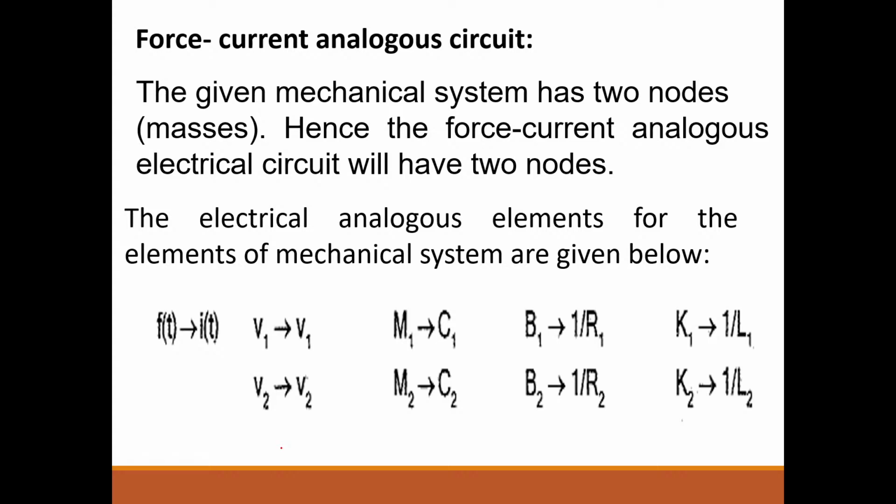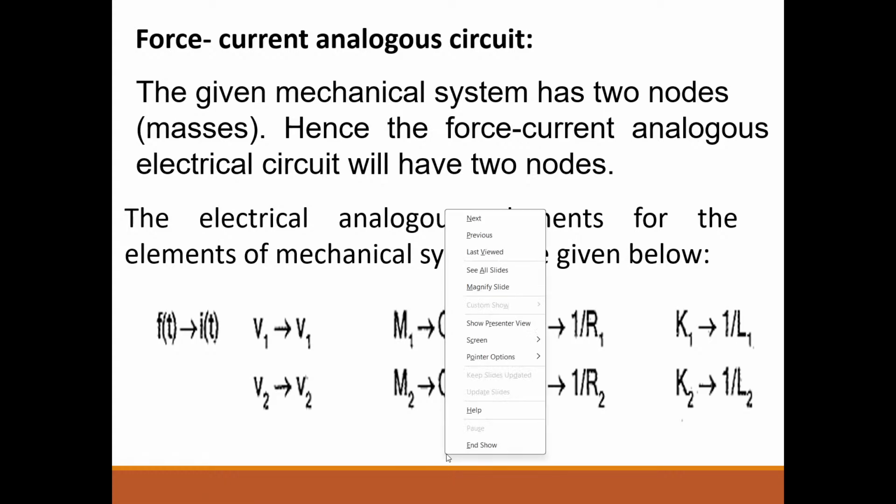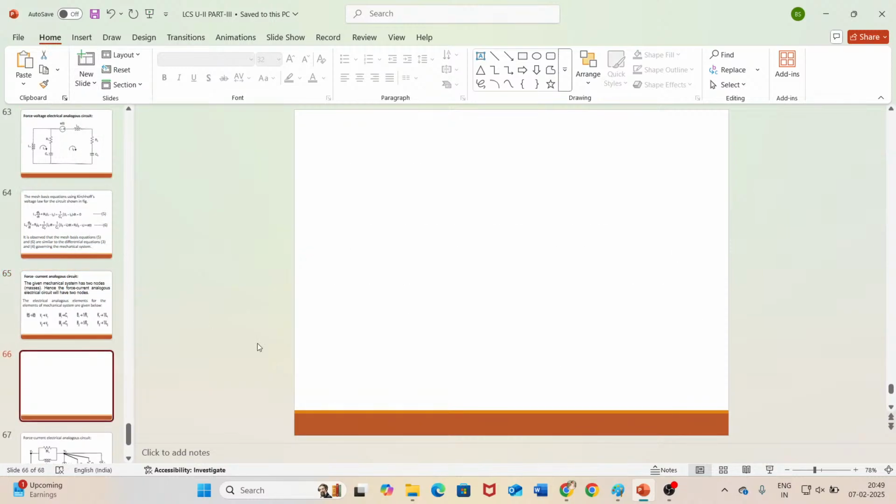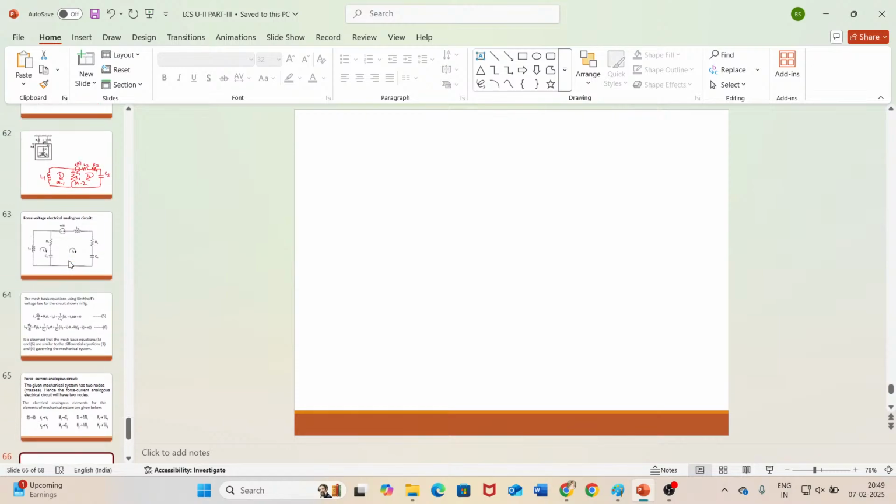Note down these analogous elements, and now we can draw the electrical circuits. I am about to conclude. Maybe within 5 minutes I will conclude this numerical problem. I hope you have written these analogous elements. Now let us take a blank page and copy the mechanical system.